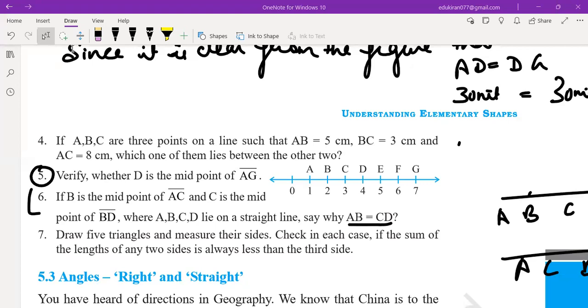Ma'am, for the fifth one, should I just write true or false? Yes, for the fifth one. Okay, ma'am. Done, ma'am. Okay. Try doing the sixth one also. Okay, ma'am.